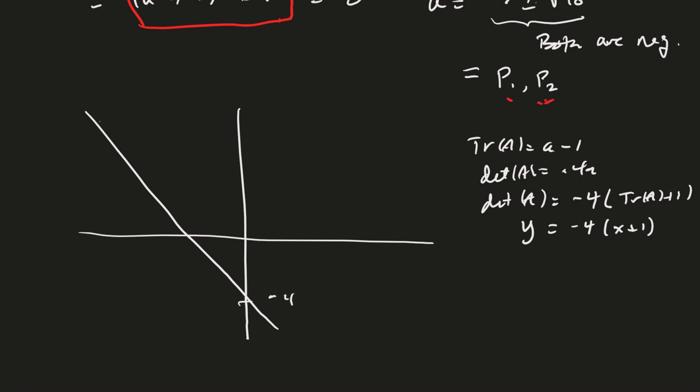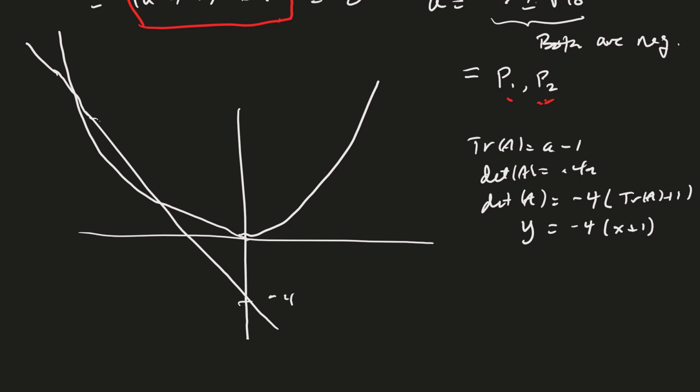And then what's going to happen is my parabola is going to intersect it. This is why I had to draw that line first. Okay. I think we're ready now.